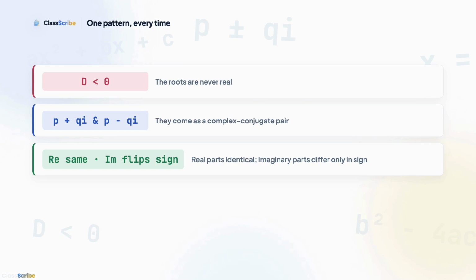From these three examples, one important pattern becomes very clear. Whenever the discriminant is negative, the roots are never real. They always appear as a pair of complex conjugates. The real parts remain identical, while the imaginary parts differ only in sign. Once you remember this idea, solving quadratic equations with complex roots becomes much faster and much more intuitive.